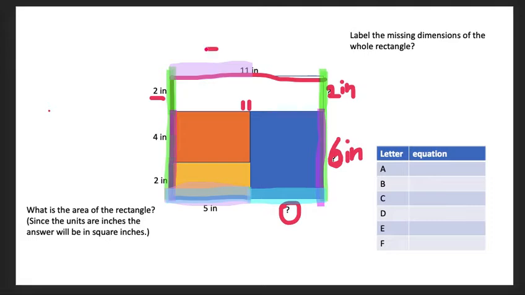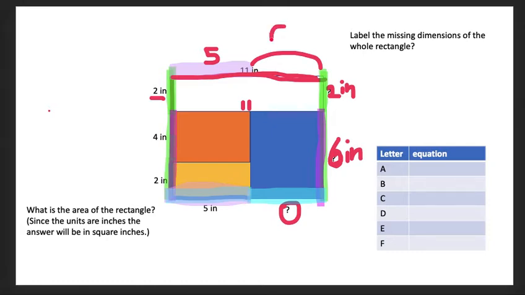So if this is 5 inches, but we know that this entire side is 11 inches, how many more inches to make that full 11 inches? Well, I could count up from 5 to 11. 5 plus something equals 11. Or I could do 11 minus 5. Yep, and that would be 6.